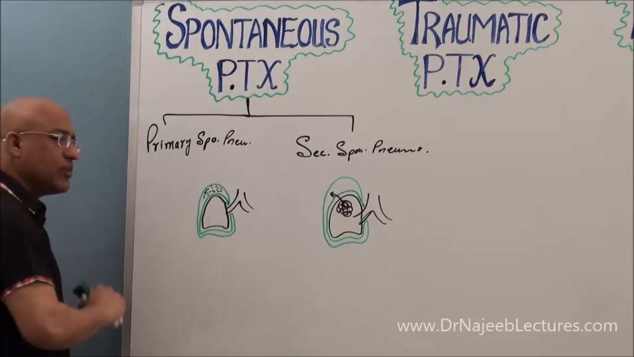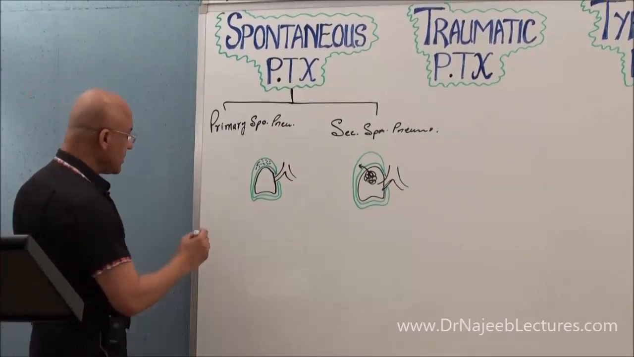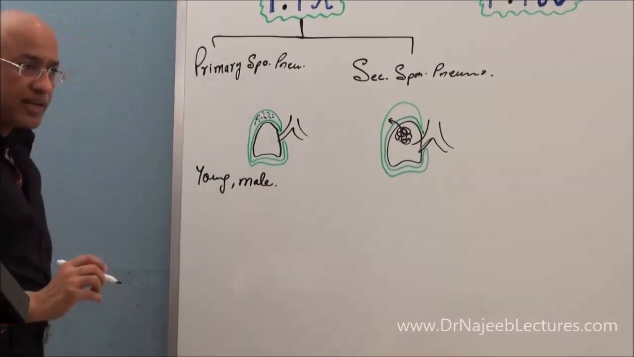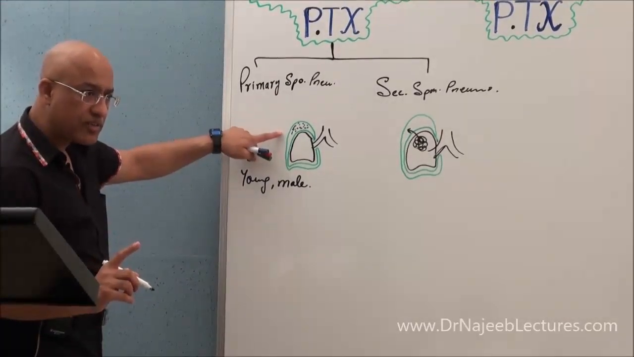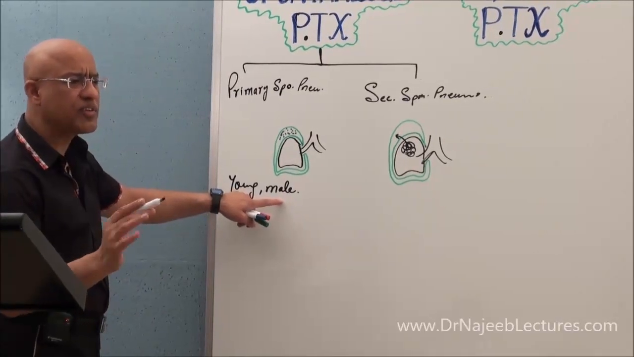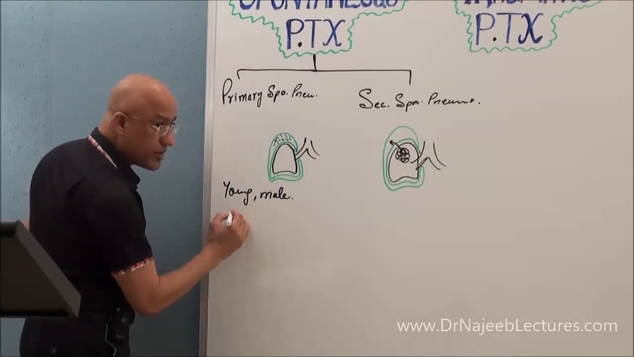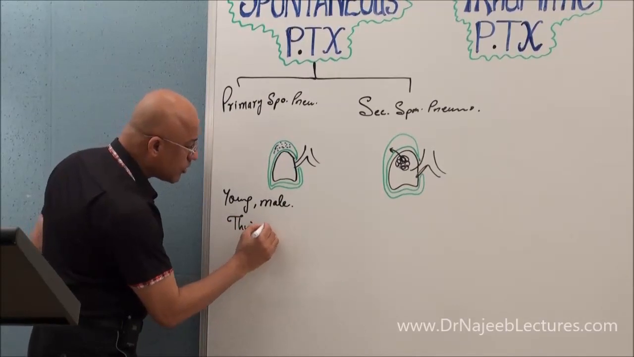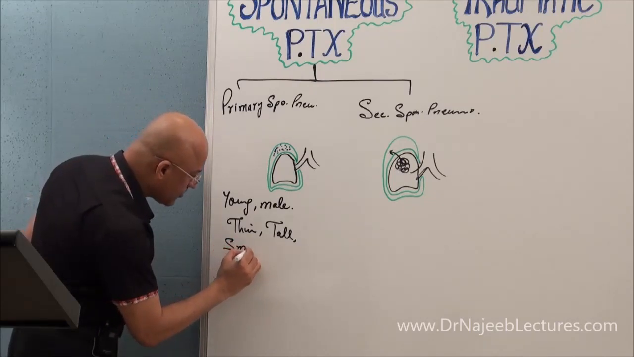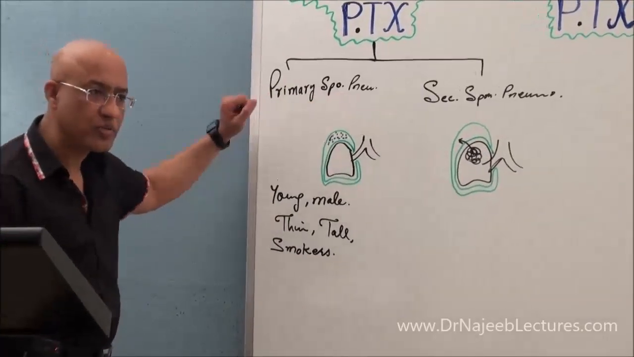Now what are the patients in which primary spontaneous pneumothorax occurs? Usually these are young males. It can occur in females, but less commonly. Primary spontaneous pneumothorax is most commonly seen in young males around the age of teenagers, or usually less than 30. And yes, they are thin, tall, young males, and usually smokers. Smoking enhances the risk of primary spontaneous pneumothorax.